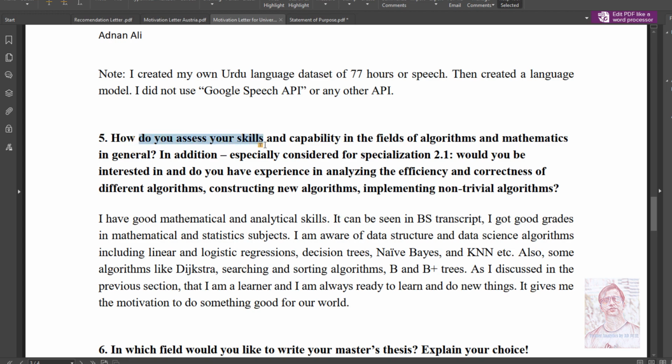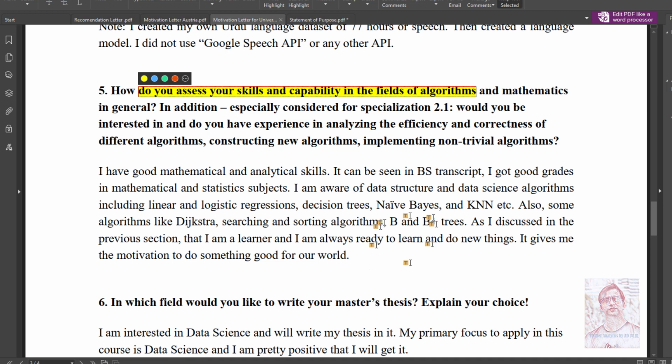How do you assess your skills and capability in the field of algorithms? Then you can see that I mentioned some algorithms which I knew at that time. Okay, and although Dijkstra is not really used in data science, I still mentioned it, I don't know why.